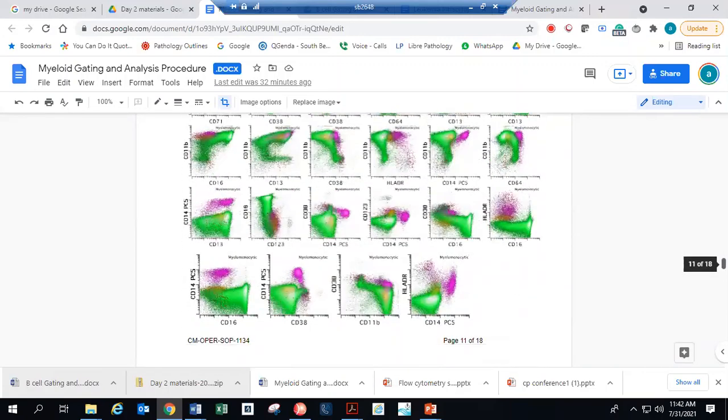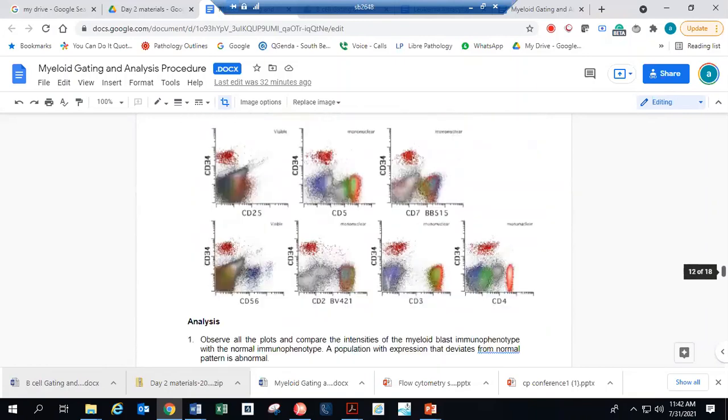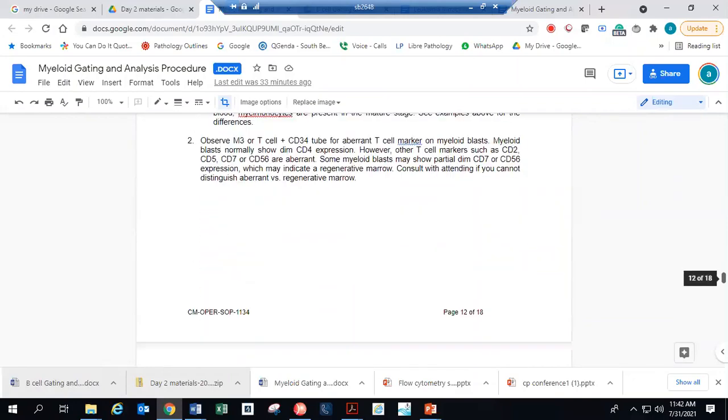So yeah, I'm not going to repeat all of this. We already saw all of this and we have enough repetition. Okay, this over here is showing that obviously the normal myeloid blasts will be negative for CD3, CD4, CD2. So they are not the T cell blasts, which will be positive for them.